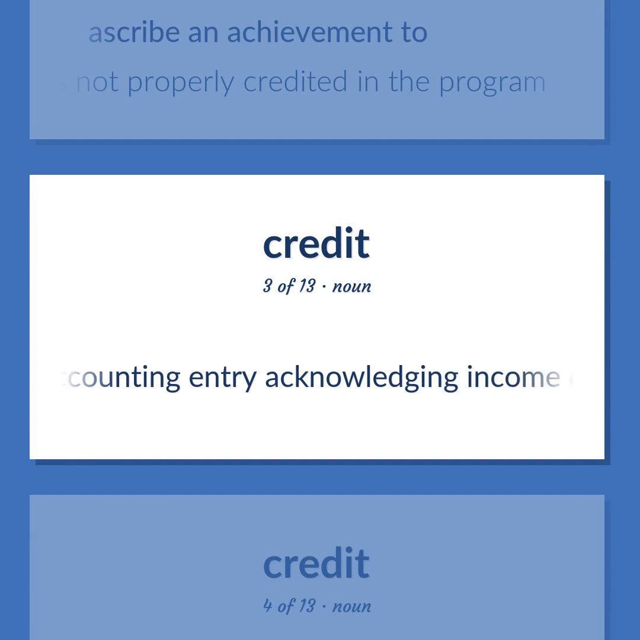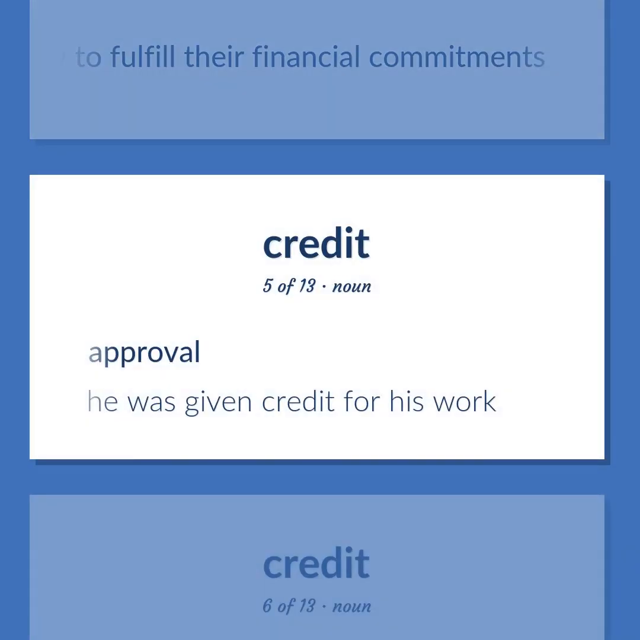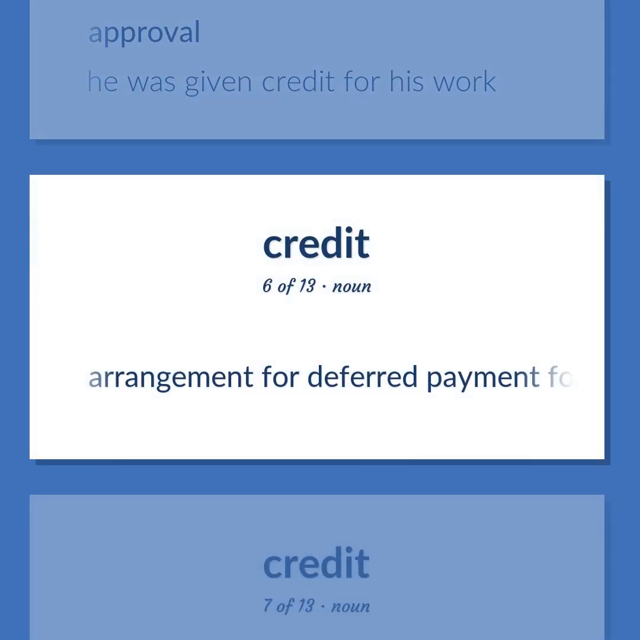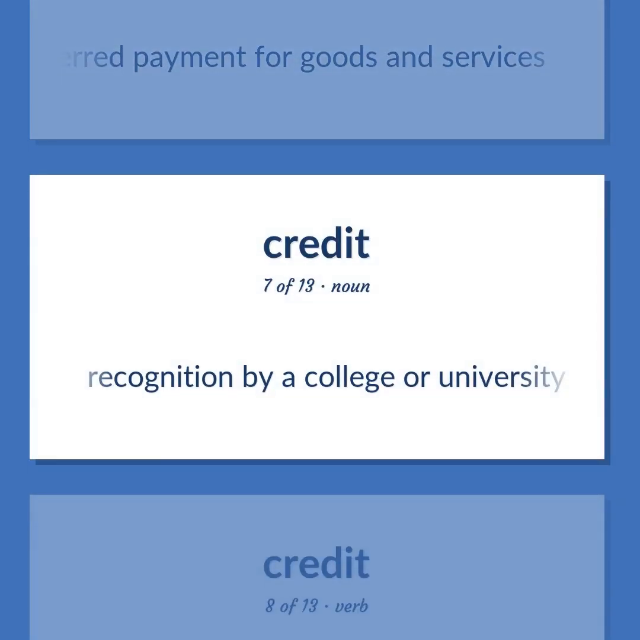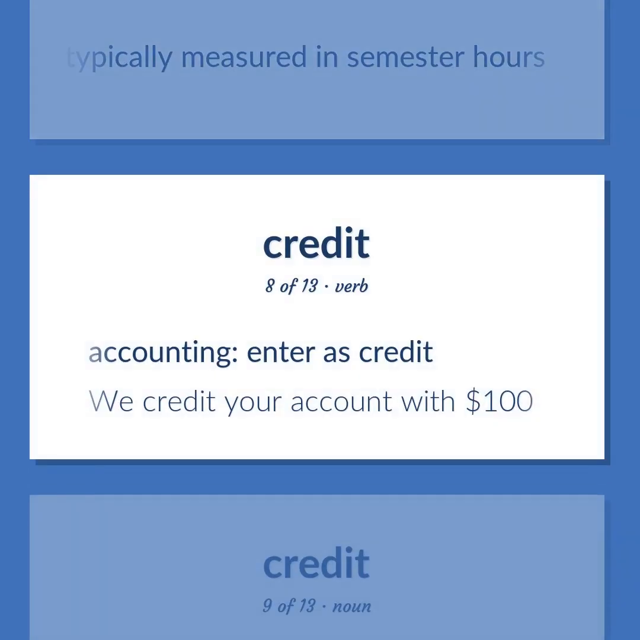An accounting entry acknowledging income or capital items. An estimate, based on previous dealings, of a person's or an organization's ability to fulfill their financial commitments. Approval. He was given credit for his work. Arrangement for deferred payment for goods and services. Recognition by a college or university that a course of studies has been successfully completed, typically measured in semester hours. Accounting. Enter as credit. We credit your account with $100.